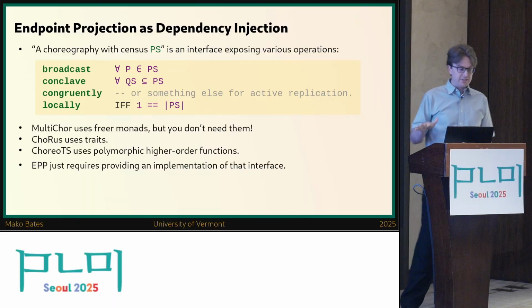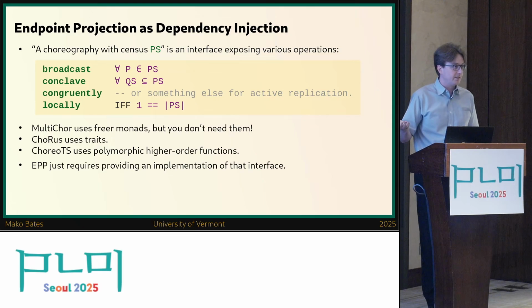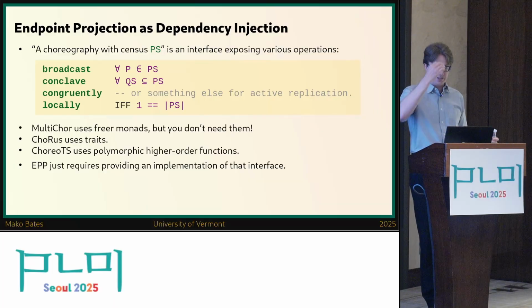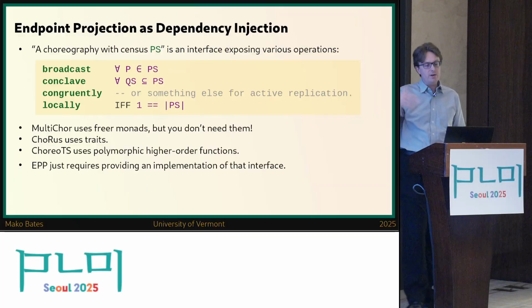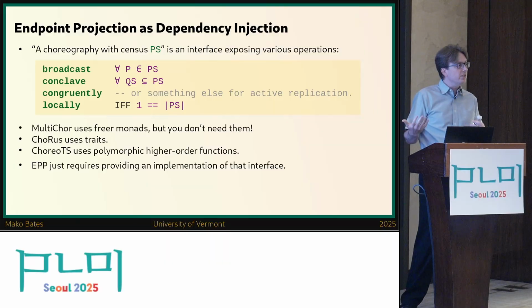What we're doing is we say, choreographic programming with such and such census, that's an interface. A particular choreography is a consumer of that interface. And you do endpoint projection by providing an implementation of the interface that implements the specified party's behavior and skips over everybody else's actions. There'll be some core operations at the foundation of that interface.